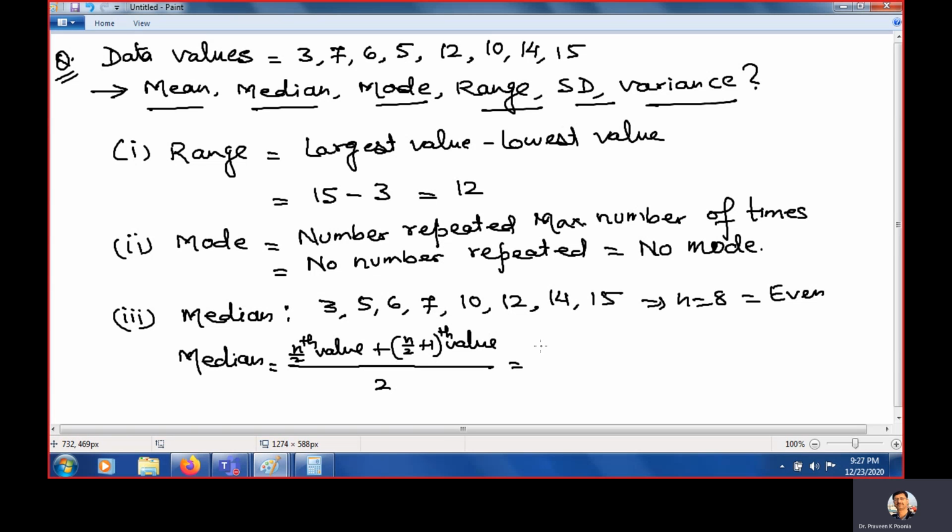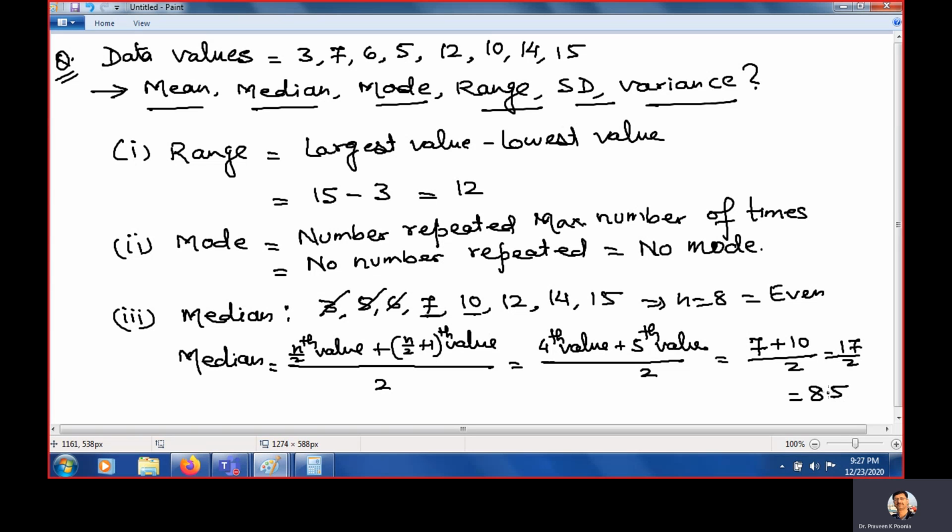And that is 8 upon 2, the 4th value, plus 8 upon 2 plus 1. 8 upon 2 is 4 plus 1 is the 5th value upon 2. What is the 4th value? 1, 2, 3, 4th is 7 and 5th value is 10 upon 2. 17 upon 2 means 8.5. So median is 8.5 in this case.